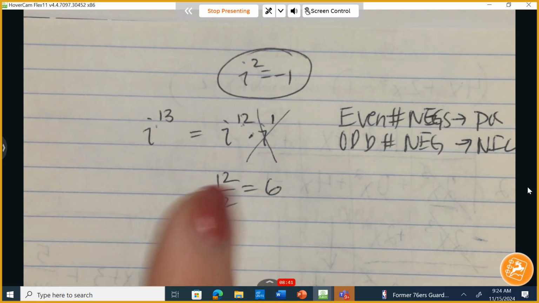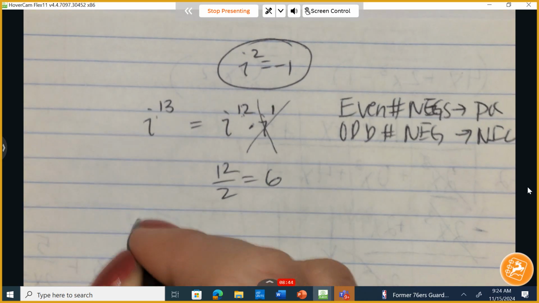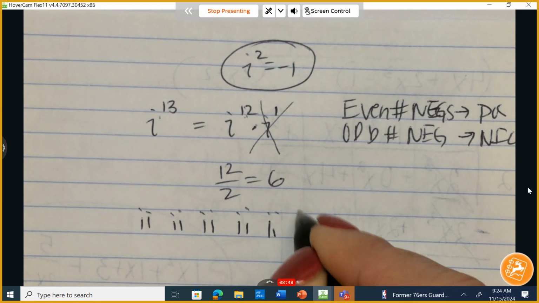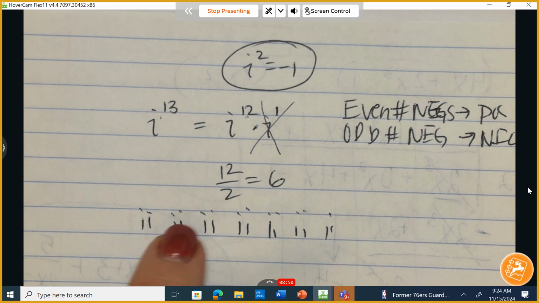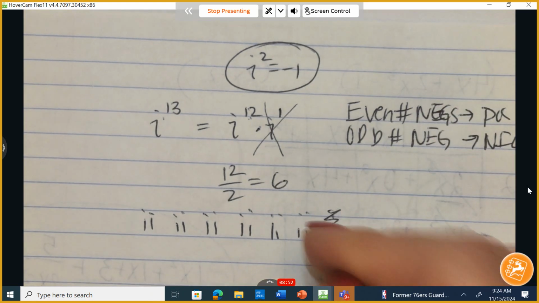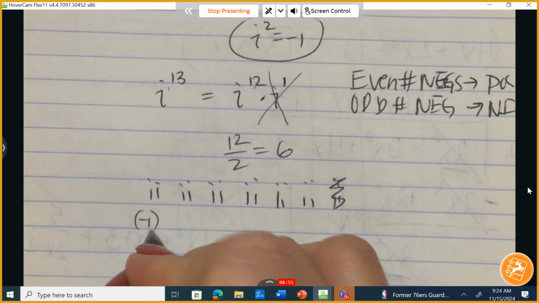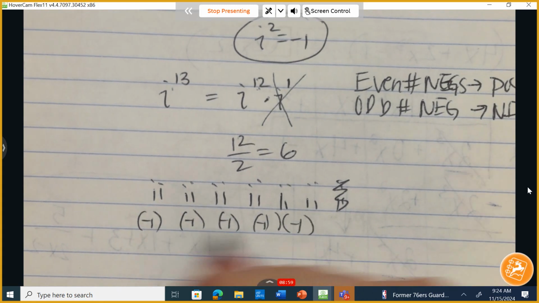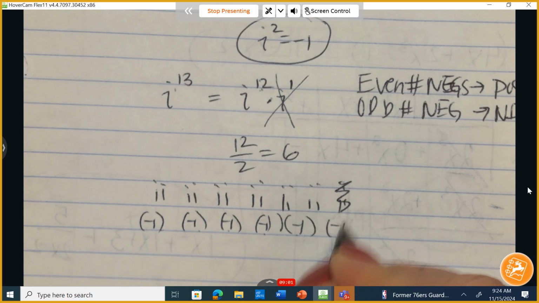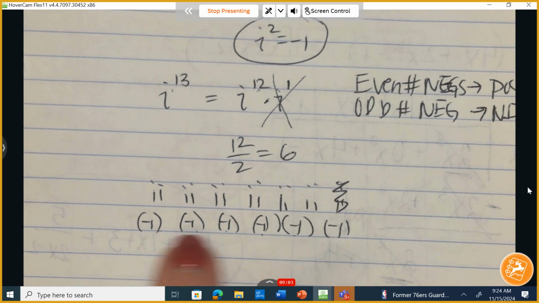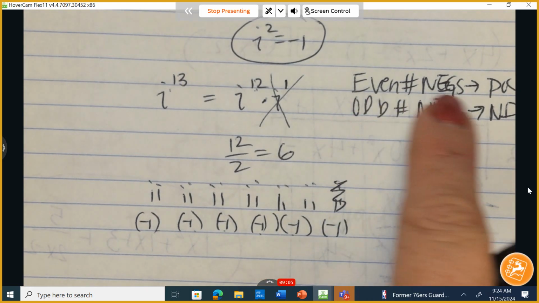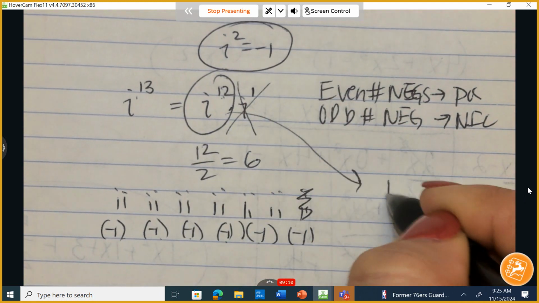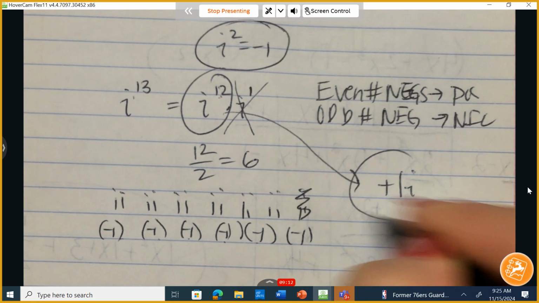So 12 divided by 2 is 6, and you're like, Miss Bradley, that makes no sense to me. Well, if you're a visual learner, if I lined up 12 of these, remember that i's go in pairs of 2 always: 2, 4, 6, 8, 10, 12. Each pair produces a -1. Maybe this makes a little more sense now: 1, 2, 3, 4, 5, and 6. That's why you end up with 6. So I have 6 negatives. 6 negatives is even, which means I get a positive answer. But remember, we have that leftover i.